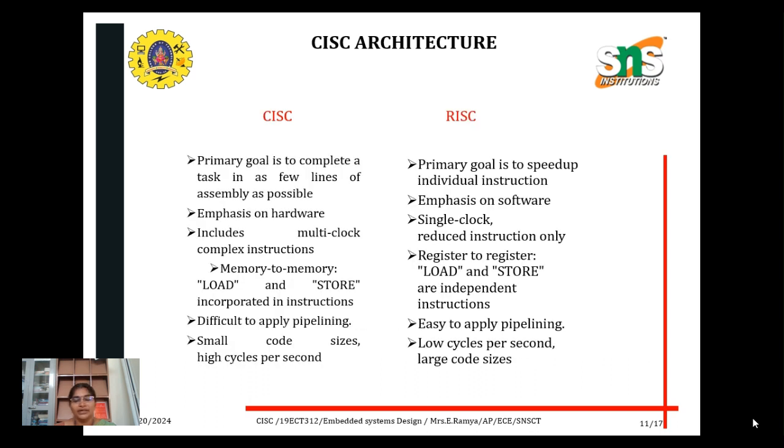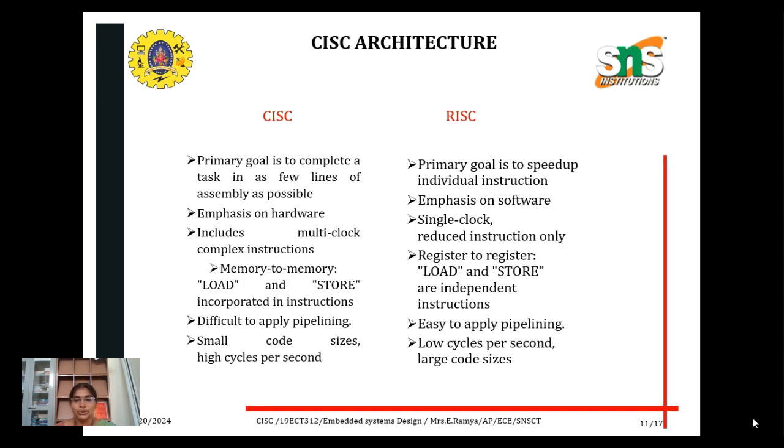What is the main difference between CISC and RISC? In CISC, the primary goal is to complete a task in as few lines of assembly as possible. In RISC, the primary goal is to speed up individual instructions. RISC means we have to speed up individual instructions. CISC puts emphasis on hardware and includes multi-clock complex instructions; RISC puts emphasis on software.